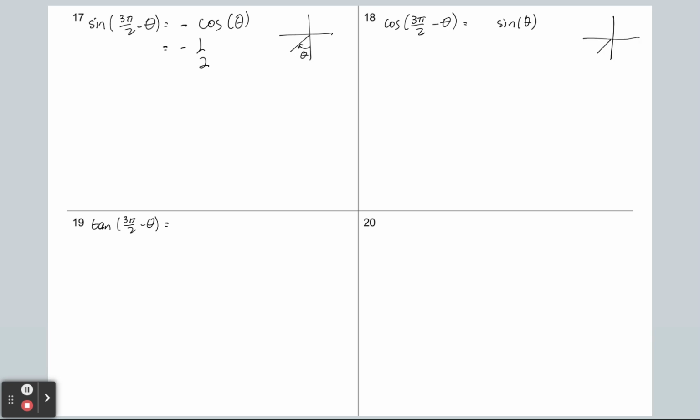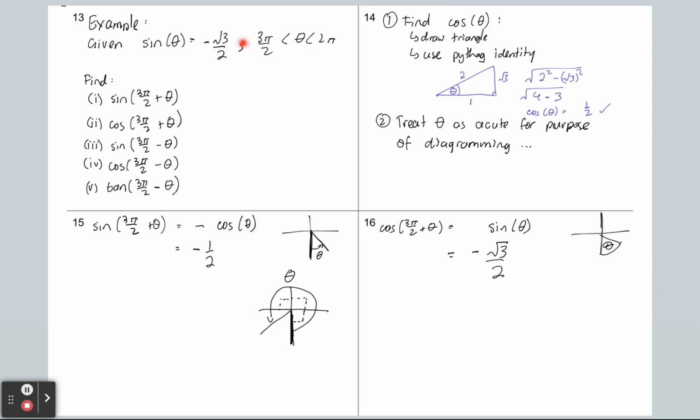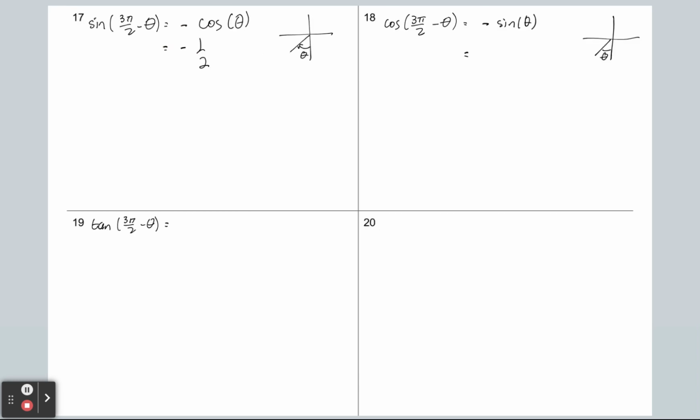Drawing a very quick diagram, treating theta as acute, we can see it's in that third quadrant where cosine is also negative, and so we make our conversion negative as well, negative sine theta. Watch what happens as I go through though. Sine theta, if you remember, is negative root 3 on 2. And so when I substitute it in, I'll keep my brackets so we can see it really clearly. We've got a negative of a negative, which means the actual answer is positive root 3 on 2.